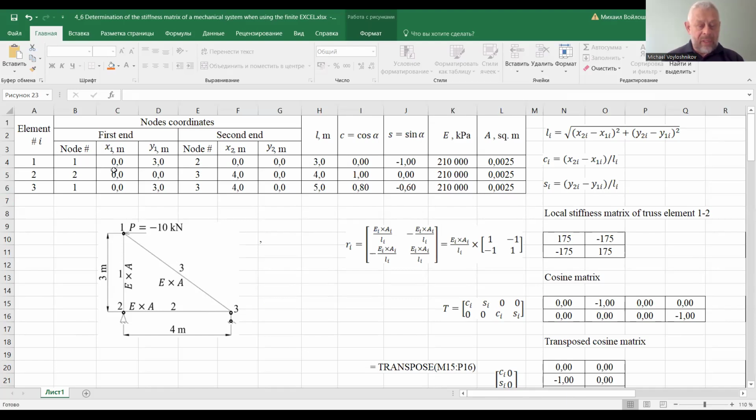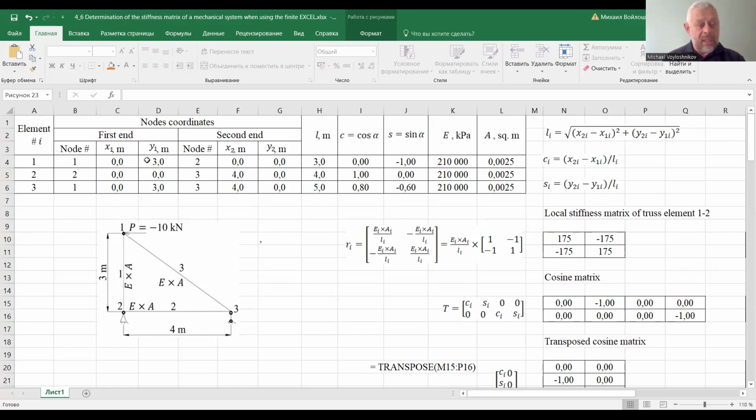First of all, we have to specify in the Excel table the coordinates of the vertices of this truss. The vertices are nodes. Nodes are the points of connection of the rods. Number 1, between nodes first and second, we have 2 points: the first end and the second end.